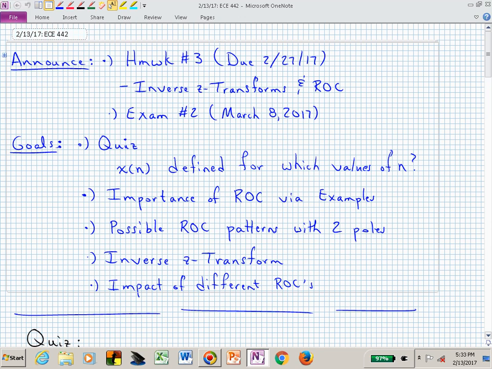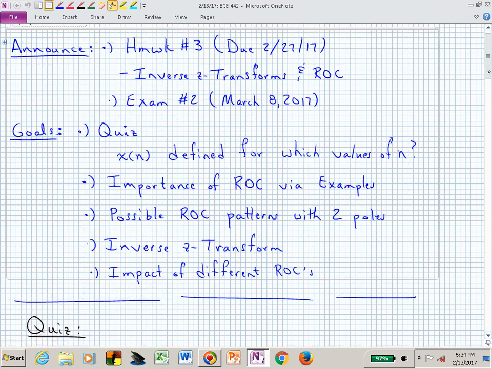Then we will talk about the importance of the region of convergence via some examples. Then we'll look at some different possible region of convergence patterns. How many region of convergence patterns are there? Do we remember? 3, and that takes more than 2 thumbs, doesn't it? So we need 3 fingers to indicate the number of region of convergence patterns. And there are many different possibilities if we have 2 poles in terms of how those patterns can be oriented or distributed relative to those 2 poles. And then we'll do an inverse Z transform and again talk about the impact of different regions of convergence.